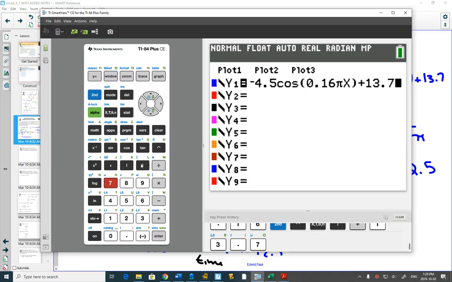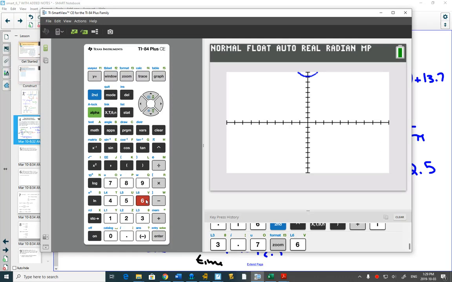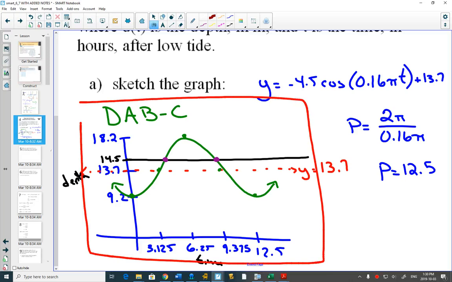Now, if you just type that in and push graph, probably this is what you'll see. Most people's calculator will be set up just to see that little tiny bit. What we want to do on our calculator is set it up so it looks exactly like this screen that we have here. So we need to make our calculator screen like that.